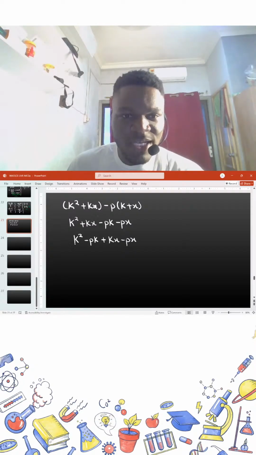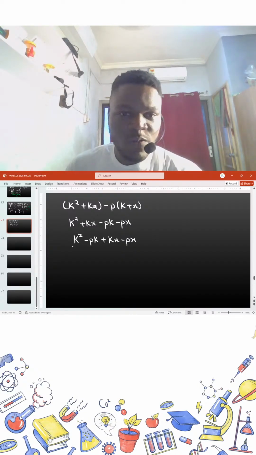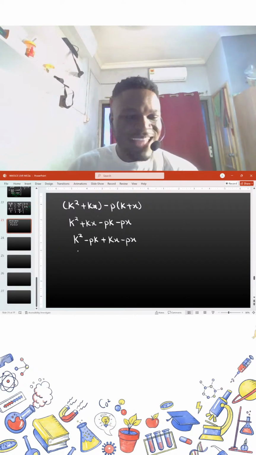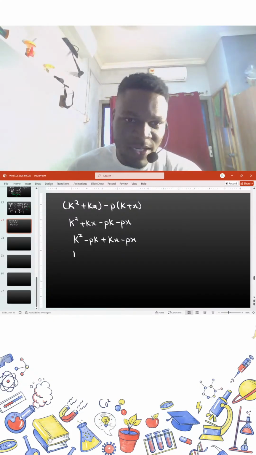All right, so from here, this is what I have: k squared minus pk plus kx minus px. From here, all I need to do is factor out a common factor. The common factor is k. So I bring the k out, then into bracket, k squared leaves 1k, then minus, only the p will be left over here. Okay, then plus.